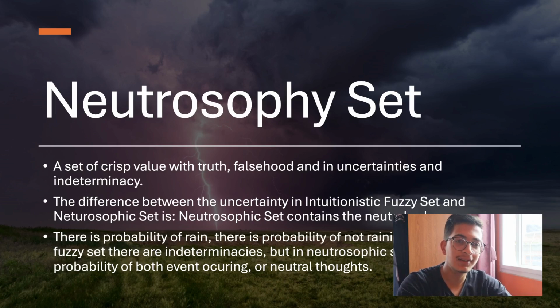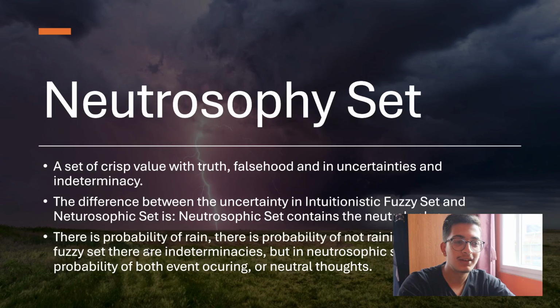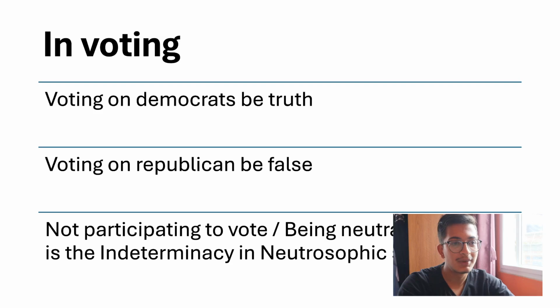In the intuitionistic set, these three variables, truth, false, and uncertainty, were constrained by these two equations, right? But in Neutrosophy, all three values are not constrained by anything. All those three values can be between 0 and 1, and that's the thing we need to consider in our Neutrosophic set. And let me give some examples.